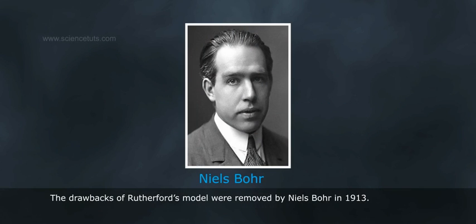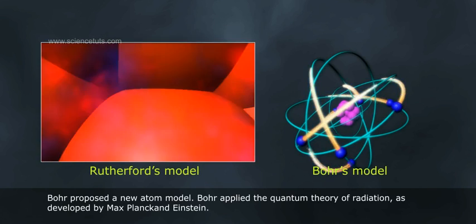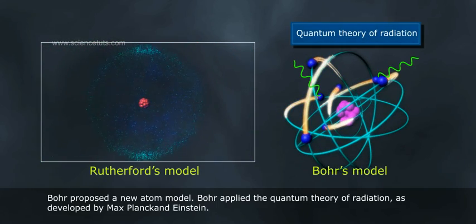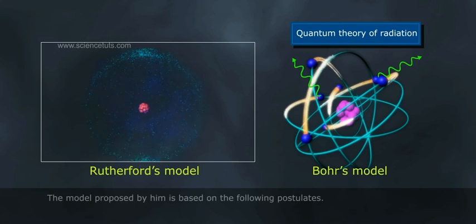Bohr's atomic model. The drawbacks of Rutherford's model were removed by Niels Bohr in 1913. Bohr proposed a new atom model. Bohr applied the quantum theory of radiation as developed by Max Planck and Einstein. The model proposed by him is based on the following postulates.